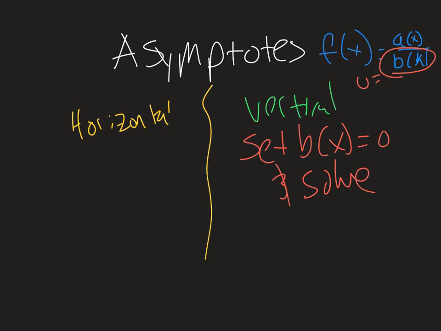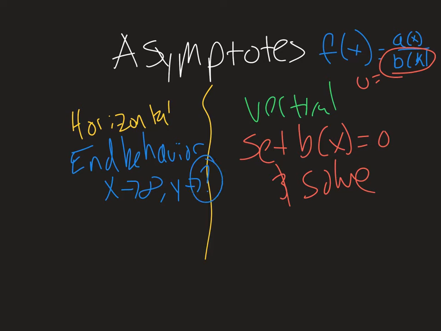Now, horizontal is a little bit different. There's a couple schools of thought. The first school of thought is to just look at the end behavior. Ask yourself, what happens as x, or whatever independent variable we're talking about, gets really big? What happens to y? And whatever this number is, if it's a number, or if it's infinity, whatever it may be, that'll be our horizontal asymptote.